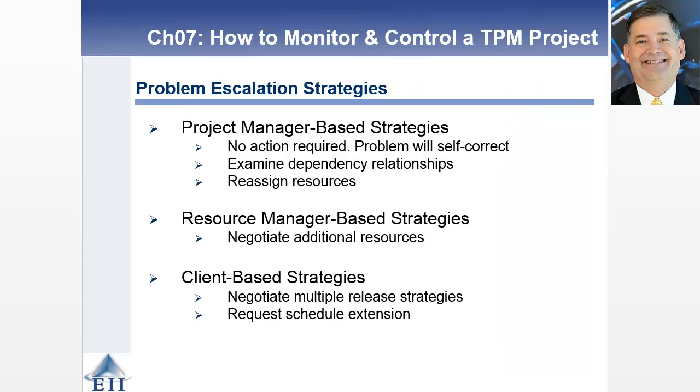When you break these down, you've got things that a project manager can do, things that a resource manager can do, and things that are more client-based. For the project manager, sometimes no action is the best action. The problem's going to self-correct. You've got people working on it, and there's no intervention needed. Sometimes you want to go back and look at different dependencies and see, can I change some things around? Can I decompose a task, for example? And then that allows me to address a particular issue.